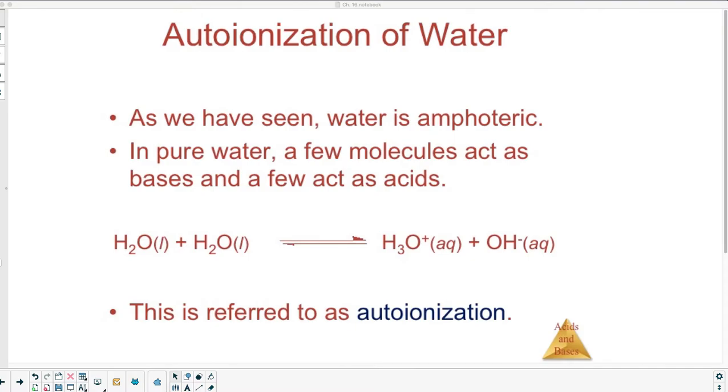Hey class, this is 16.3, 16.4. So we're going to start off with 16.3 with auto-ionization of water.